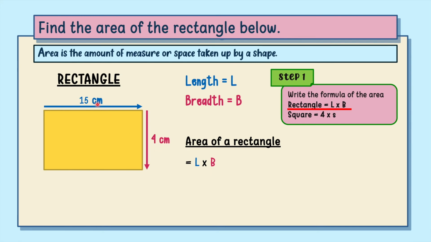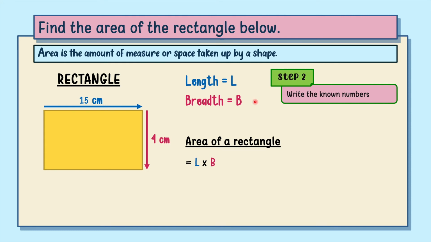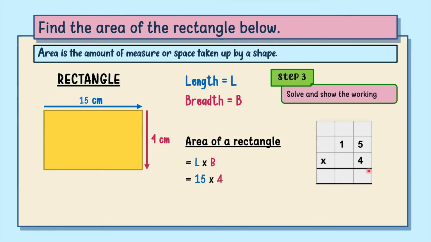So what is the length? The length is 15 centimeter. Okay, that is your step number 2. Write the known numbers. So 15, and breadth is 4 centimeter. Next, step number 3, we solve and show the working. We're going to solve this problem and show the working at the side here. So 15 times 4, 5 times 4 is actually 20, so 0 here, plus 2 at the top, regrouping, okay? So 4 times 1 is 4, 4 plus 2, the answer is 6. So my final answer is 60.